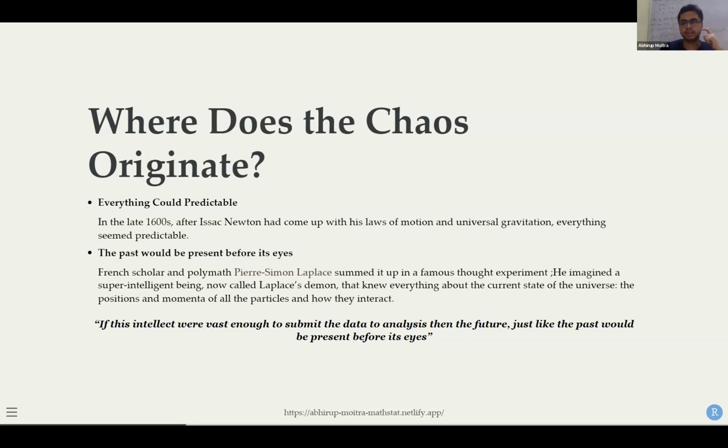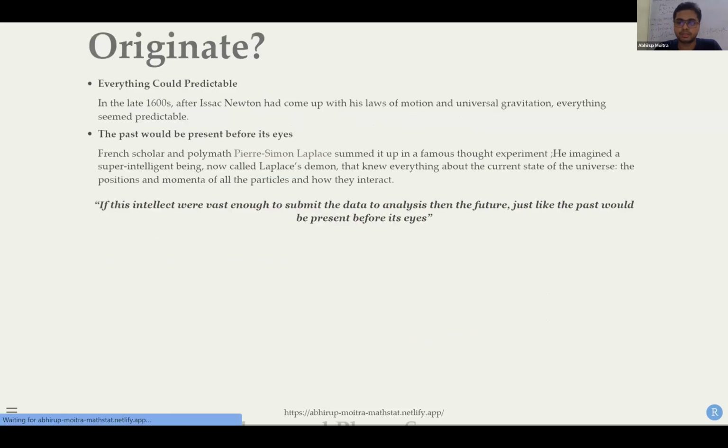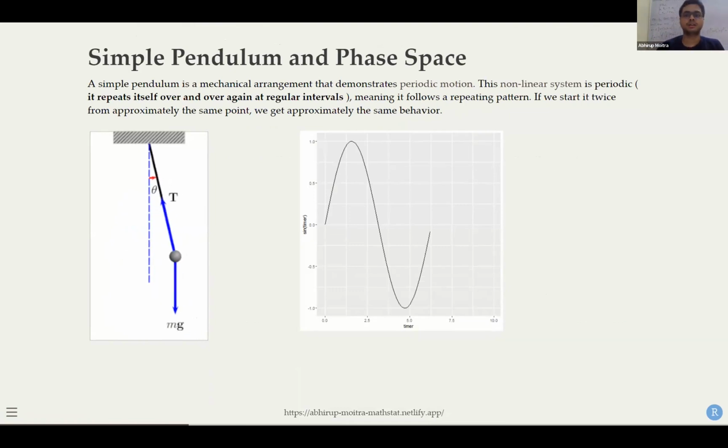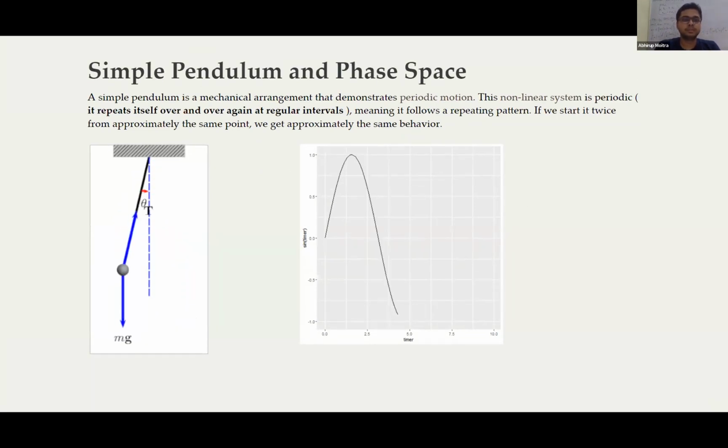Speaking of pendulums, I want to look at the case of a simple pendulum to introduce an important representation of dynamical systems, which is the phase space. First, let me give you a clear demonstration of what I mean by a simple pendulum. A simple pendulum is a mechanical arrangement that demonstrates periodic motion.